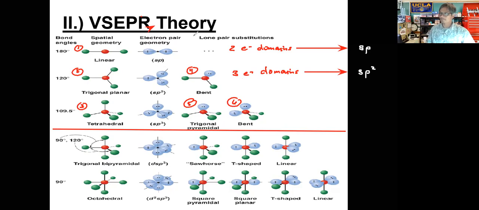Finally, we have a situation in which we have 4 electron domains. Whenever we have 4 electron domains, the hybridization that will give rise to that is going to be sp3 hybridization. And so that's how we can use the electron geometry of an atom in order to determine its hybridization.